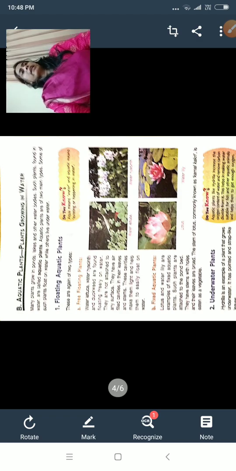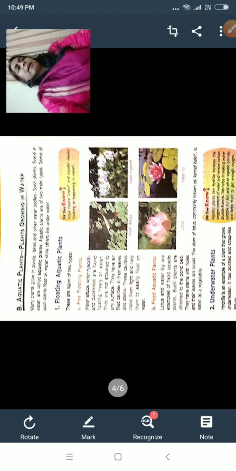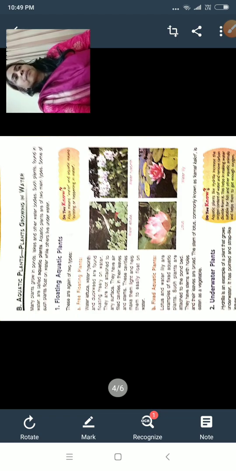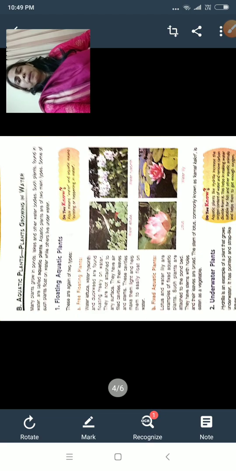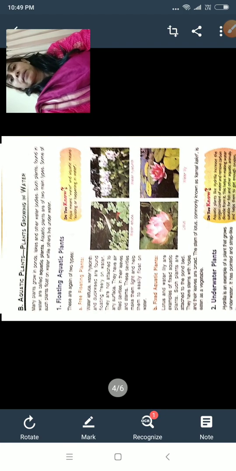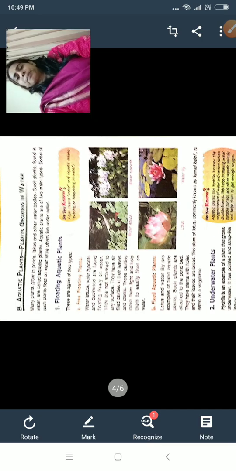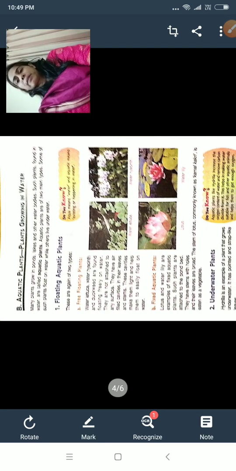Now come to the aquatic plants. See, aquatic plants are divided into mainly two categories. Number one is the floating aquatic plant, and the second one is the underwater plant. Okay, so now come to the floating aquatic plant.